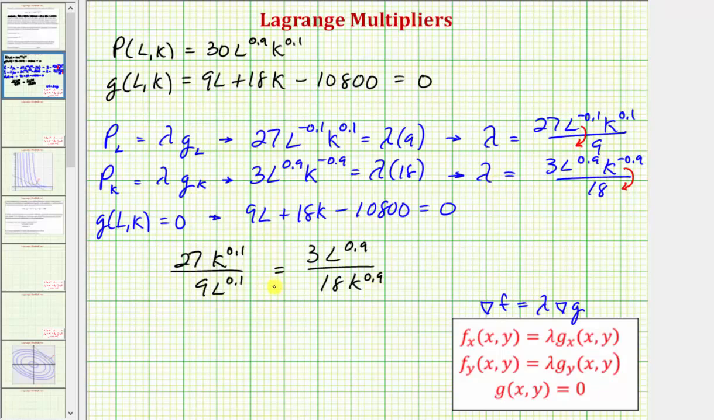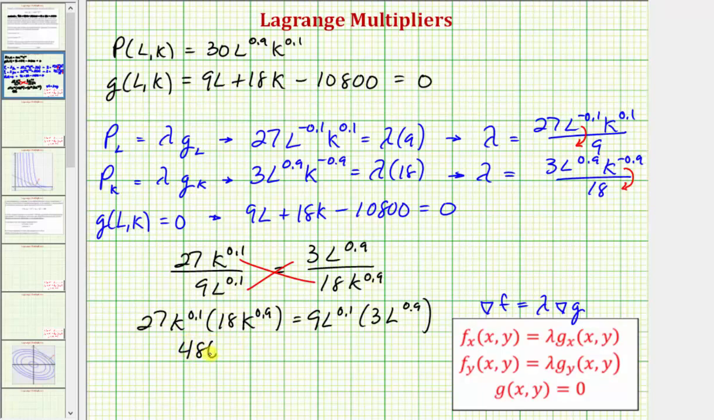And now we'll cross multiply to determine the relationship between L and k, which means this product must equal this product. So we'd have 27 k to the 0.1 times 18 k to the 0.9 must equal 9 L to the 0.1 times 3 L to the 0.9. 27 times 18 is equal to 486. Then k to the 0.1 times k to the 0.9 would be equal to just k. Remember, we'd be adding the exponents. 0.1 plus 0.9 is equal to 1, so we just have k to the first.